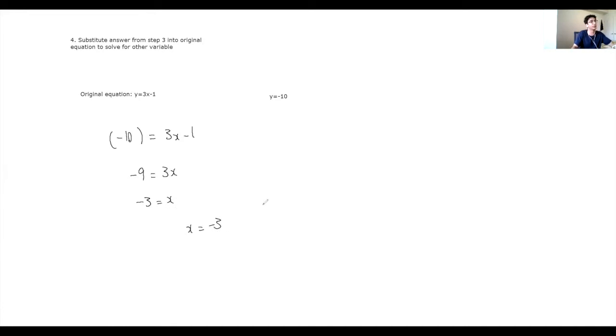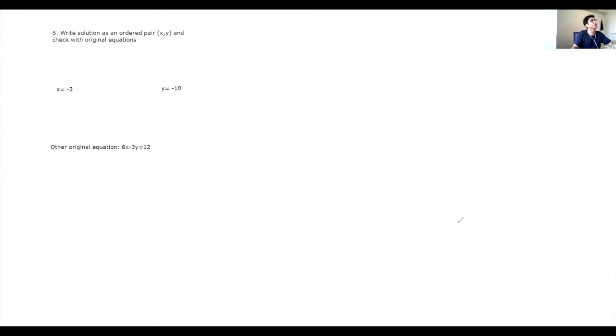Now I have both variables x and y, so I can move on to the fifth step, which is to write the solution as an ordered pair in xy and check with original equations. So again, we know x is -3, y is -10, and the other original equation is 6x minus 3y equals 12. Right? So we had two original equations. I used one of them to find x, and now for my check, I need to make sure the answers of x and y match with the other equation, because that point of intersection, they share that, both equations.